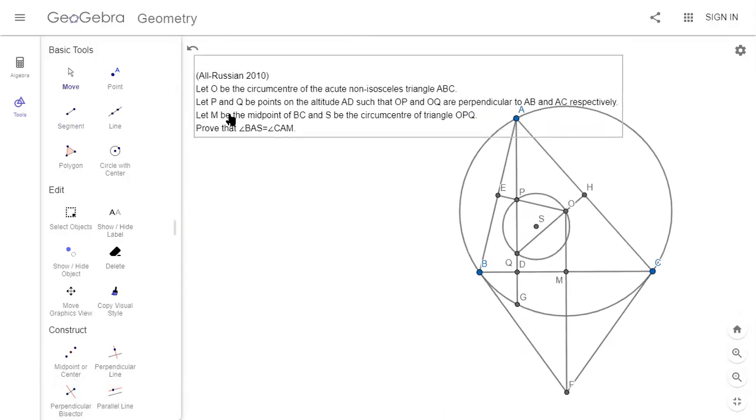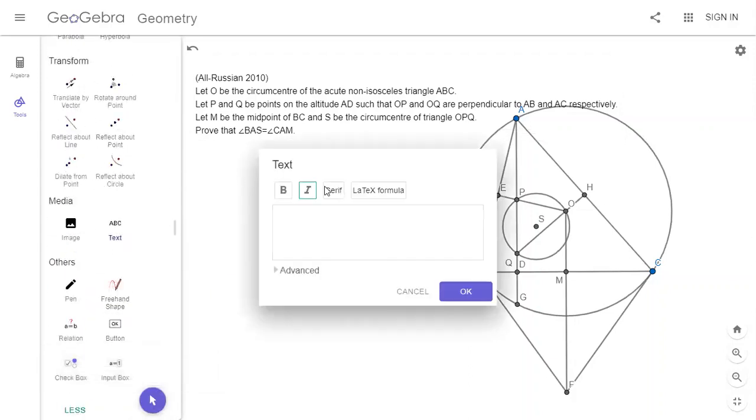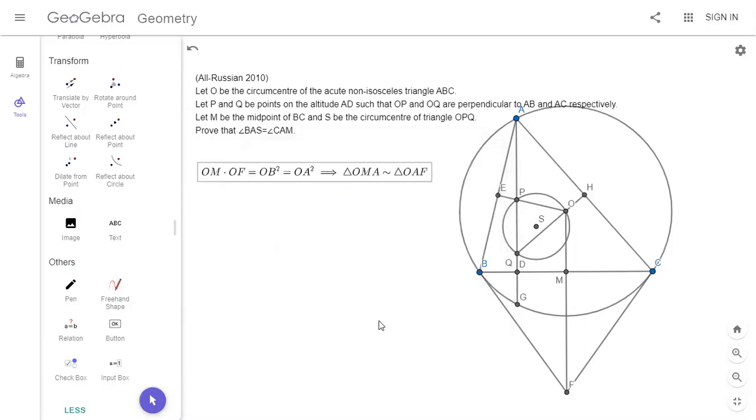I think you just solved it. So I'm going to write it out. We have OM times OF is equal to OB squared, which is equal to OA squared. And that means that triangle AOM is similar. Actually, I'm not sure if I solved it. Okay, we'll just write it out for now. Triangle OMA similar to triangle OAF. No, I couldn't solve it. Okay, but that might be useful later.